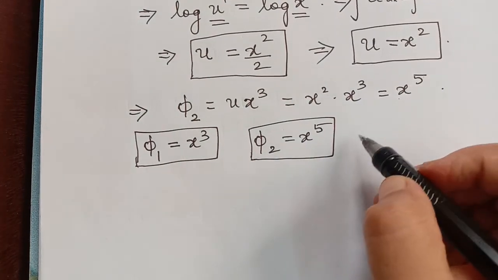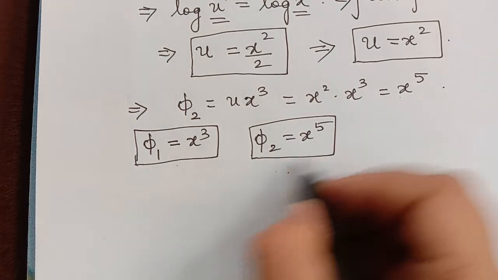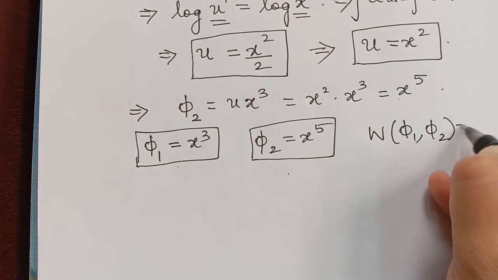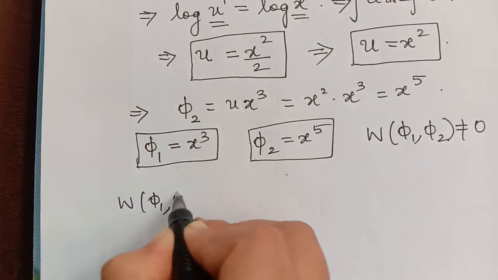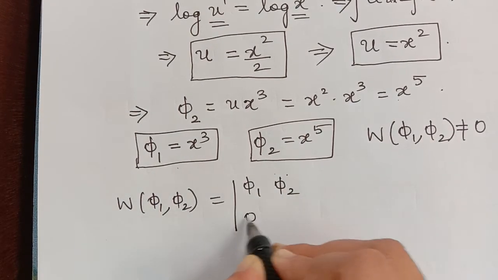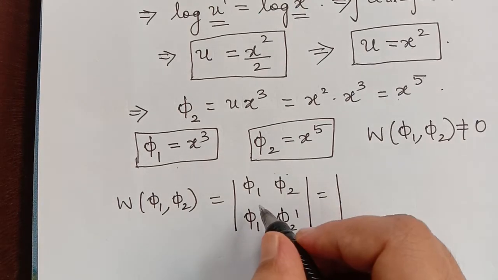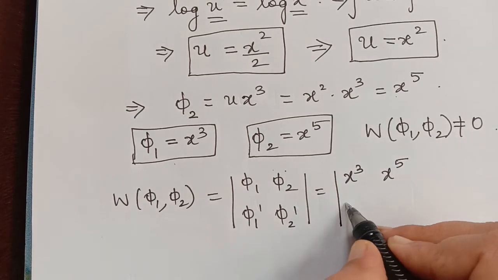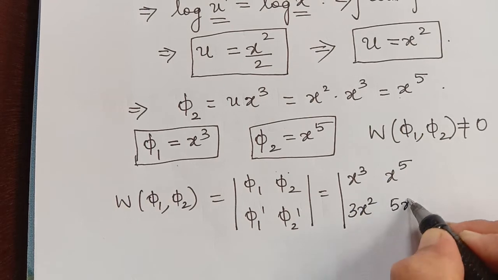The only part remaining is we have to prove that these two solutions are linearly independent, for which we have to prove that the Wronskian of phi 1 comma phi 2 is not equal to 0. So the Wronskian of phi 1 comma phi 2 is equal to the determinant of phi 1, phi 2, phi 1 dash, phi 2 dash. Now that is equal to the determinant where phi 1 is x cube, phi 2 is x to the power 5, phi 1 dash is 3x squared, and phi 2 dash is 5x to the power 4.